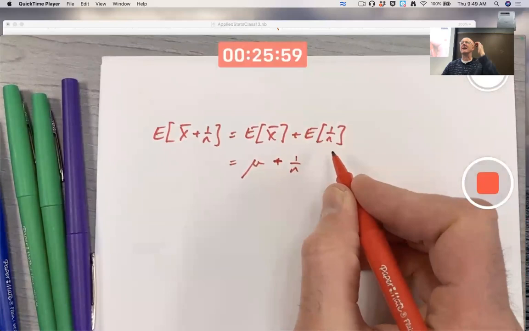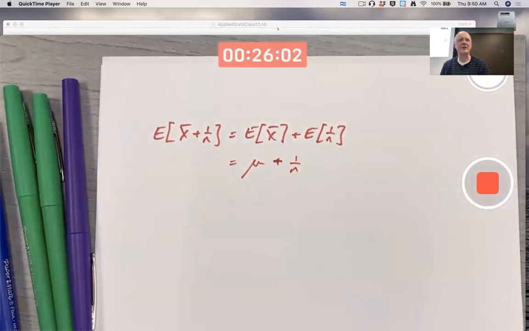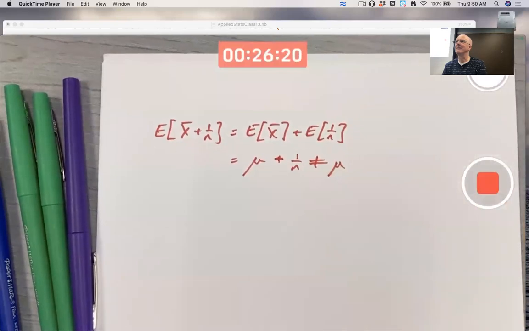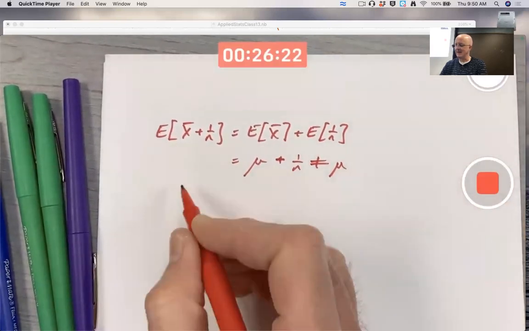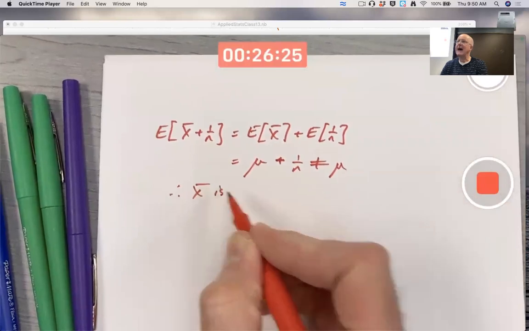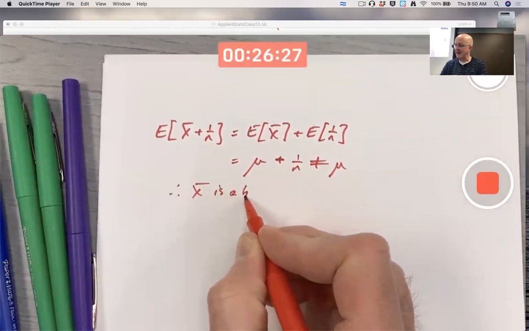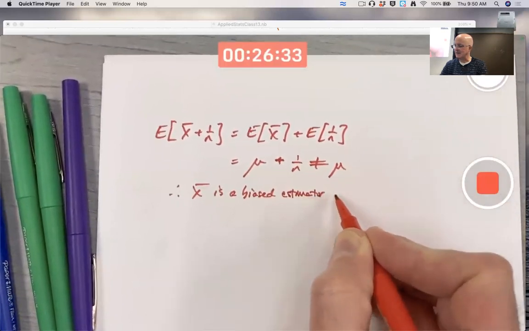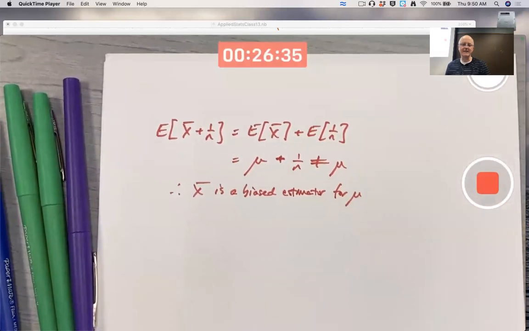You might be scratching your head and saying, well, 1 over n is not really a random variable, so can I really take its expected value? Yes, you can think of constants as being constant random variables. They always take on the same value with probability 1. That's not equal to mu. Therefore, x bar plus 1 over n is not unbiased. It's a biased estimator for mu. That sounds bad.